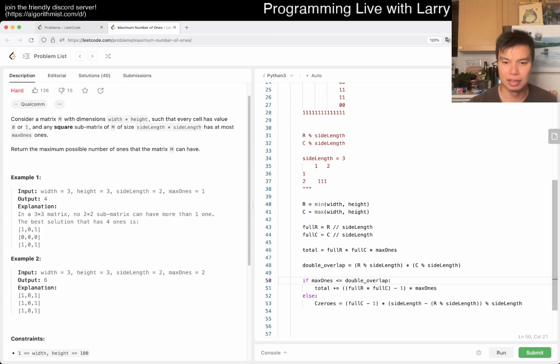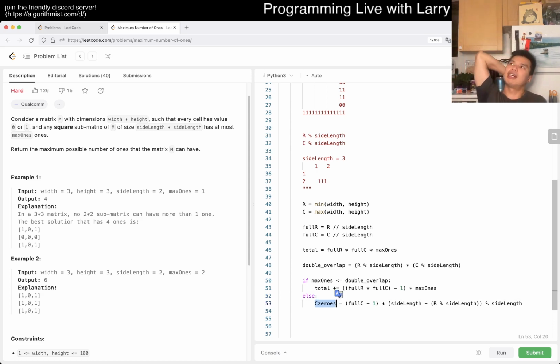Yeah, okay. No, this part is right, because if we don't have enough for the overlap, then that means that everything doubles. Or if it's LeetCode, then everything still doubles because it's fine. So that means that here we have more max ones than overlap. So we have extra ones, and the number of possible zeros.